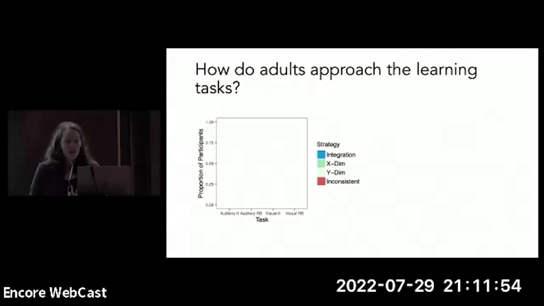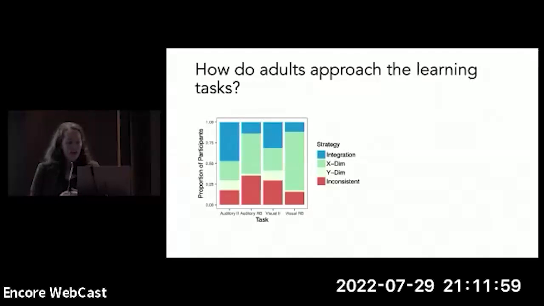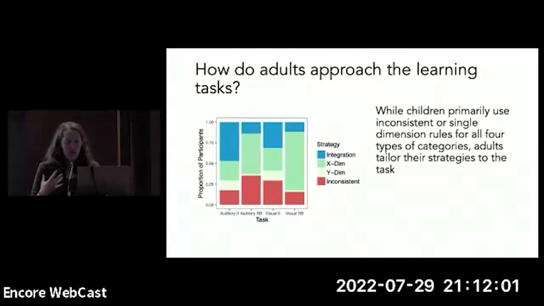Next, when we turn to look at how they solve the problems and the strategies they use, we see that while these children are using inconsistent or single dimension rules, no matter what they're learning, the adults are mostly tailoring their strategies based on the task at hand. So if you look in this first and third panel, which are the information integration type categories, we're seeing this blue pop up more there, meaning they're using multiple dimensions as they should. And in the second and fourth columns, we're seeing that rule-based usage as we should.